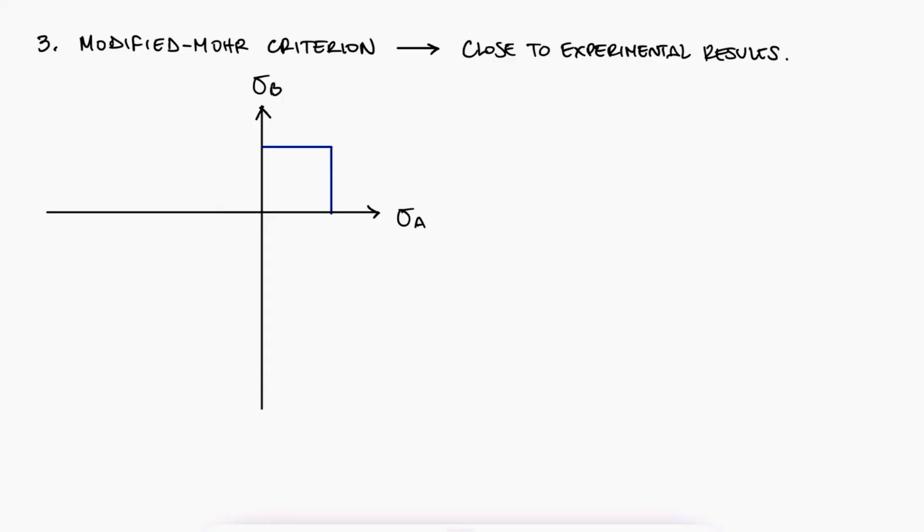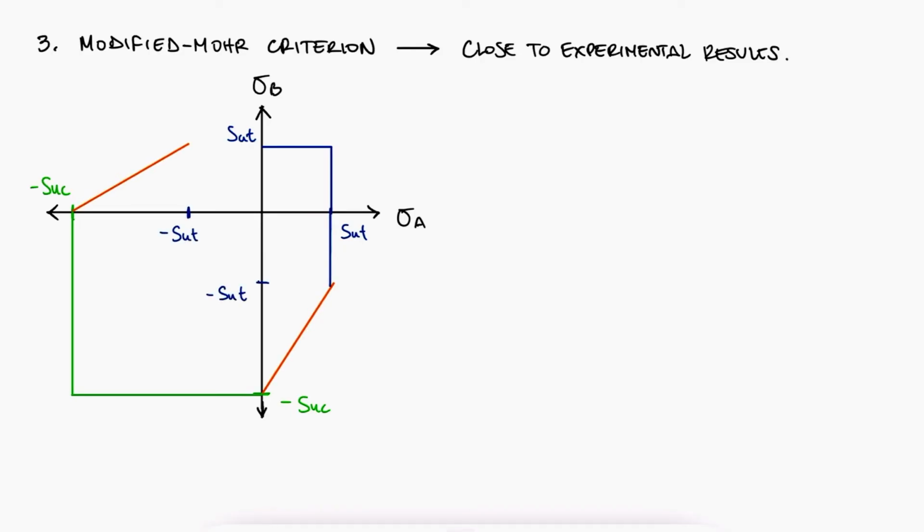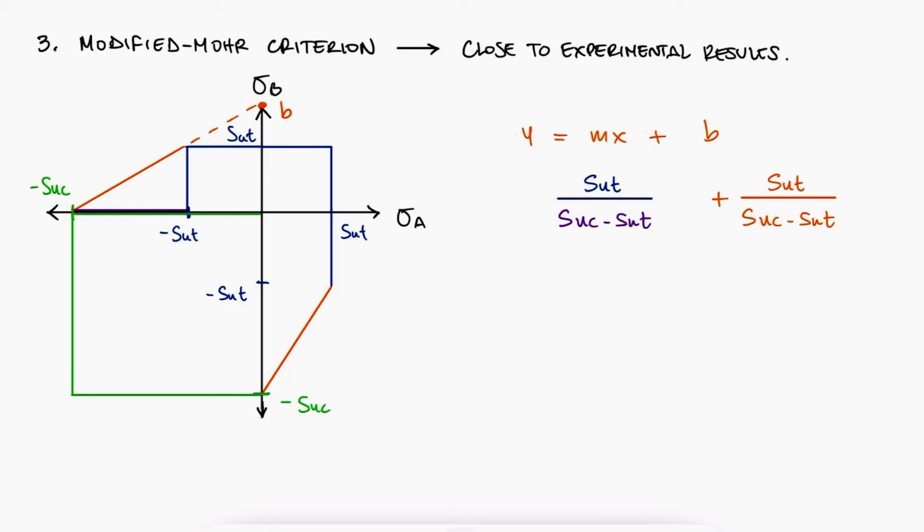Finally, the modified Mohr failure criterion is the criterion that comes closer to the experimental results that you get when testing brittle materials. And it's simply a combination of the previous two criteria, where you have SUTs for positive principal stresses, SUCs for negative principal stresses, and the diagonal line goes from minus SUC to minus SUT. The math for that diagonal line is almost identical. The slope will be SUT over the difference between SUC and SUT, and a y-intercept b that can be found by projecting that same slope for an x value of SUC.